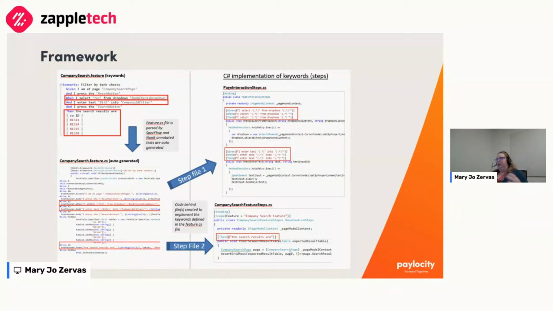Again, it's going to the page. It's looking at the table that's generated on the page, and it's making sure that all the IDs in the table match what I've put here in the test.